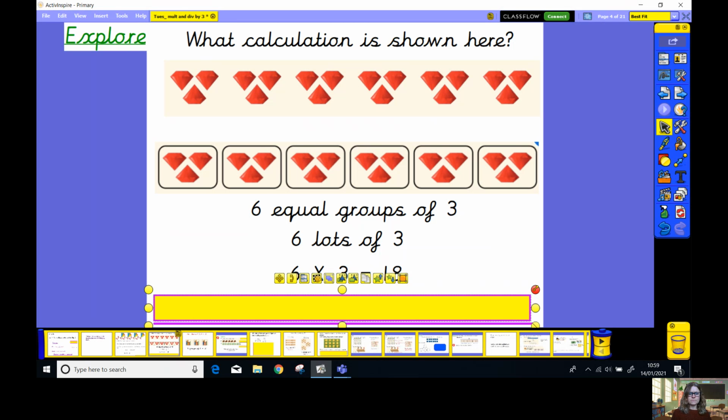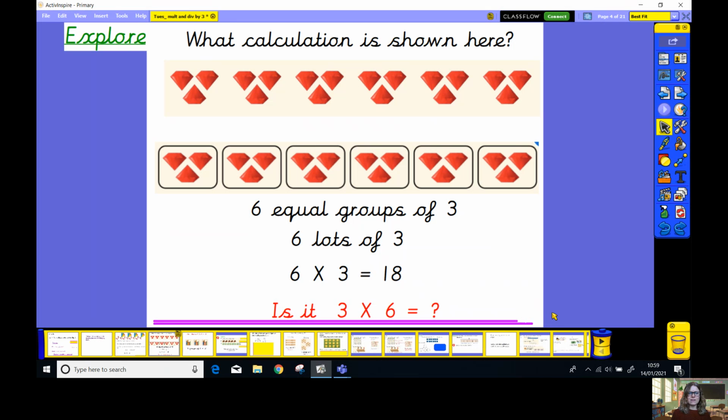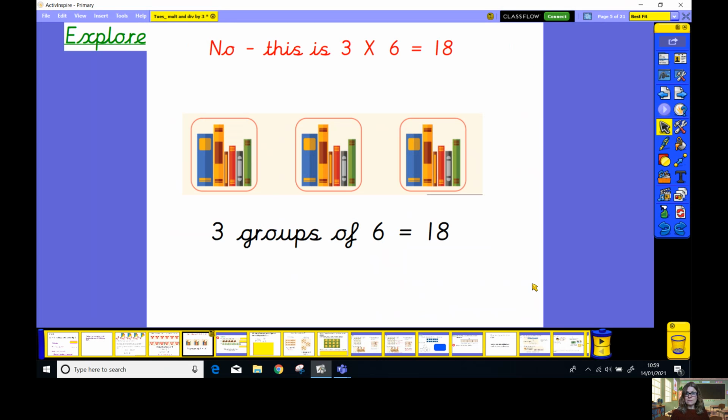Now I wonder, does this calculation also show 3 multiplied by 6? Have a think. No, it doesn't. Now the answer, the product for this calculation, is exactly the same. 3 multiplied by 6 is still 18. However, if I was to draw it as a representation, and this time I've decided to use books, this is what it would look like. I'd have 1, 2, 3 groups of 6 books. So remember today to count the number of groups there are of a thing, whatever it is that's being shown.